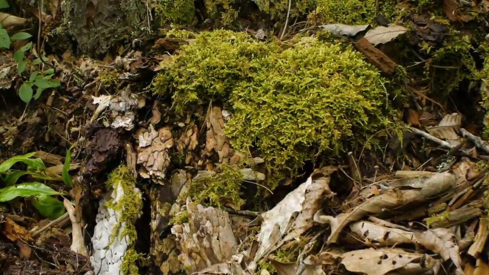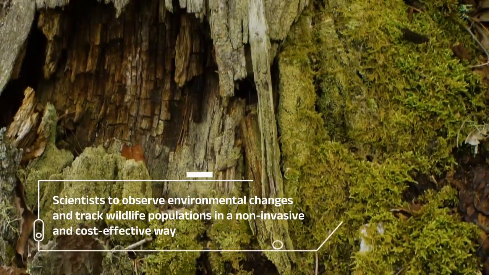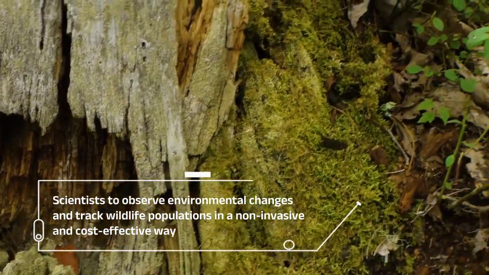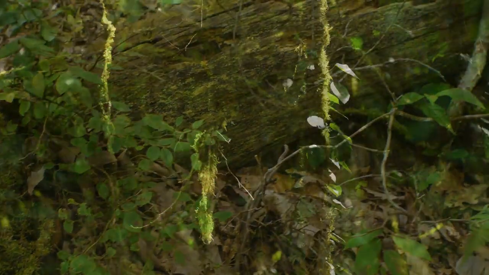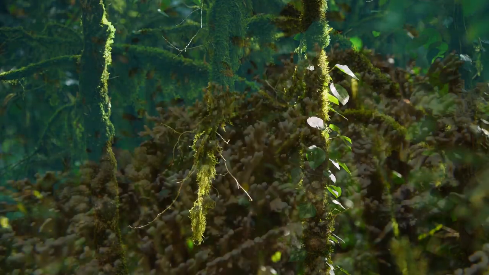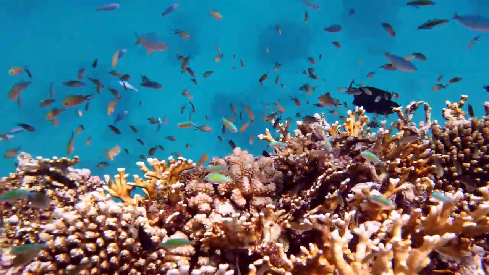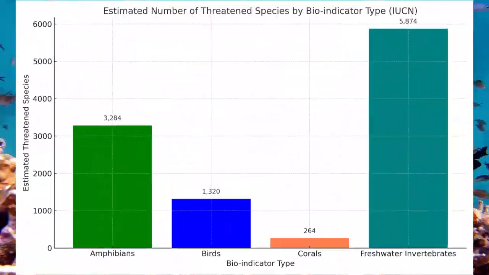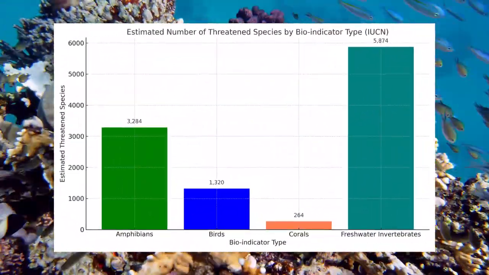By tracking changes in bioindicator populations, scientists can detect environmental degradation before more resilient species begin to decline. These organisms act as canaries in the coal mine, allowing conservationists to prioritize areas for protection and mitigate stressors before large-scale biodiversity loss occurs. This data feeds into red list assessments and biodiversity early warning systems.